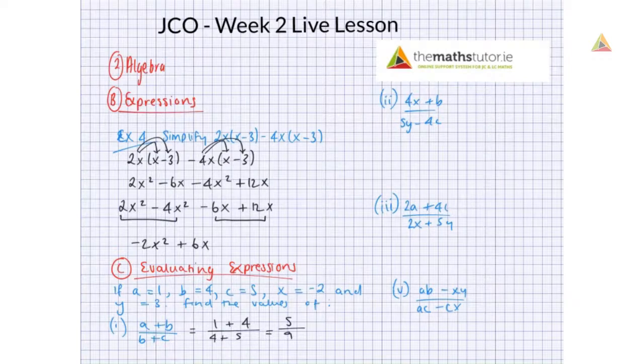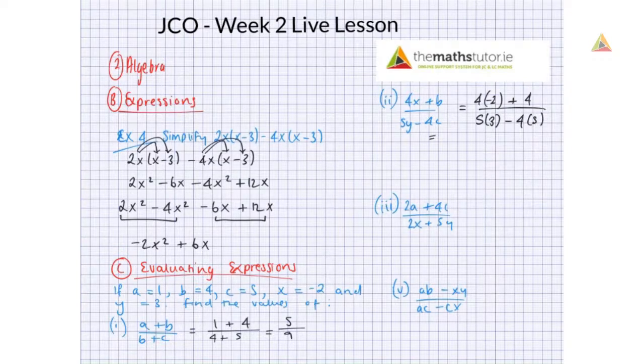On to the second one. 4x, so it's going to be 4 by x. So you're told that x is minus 2. Plus b, you're told that b is 4. Over 5y, so it's going to be 5 by y, which is 3. Take away 4c, so 4 and c is going to be 5.